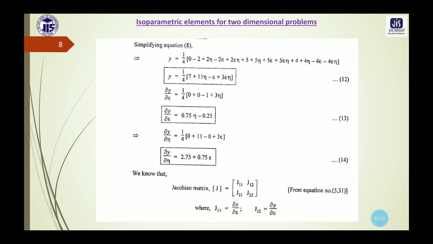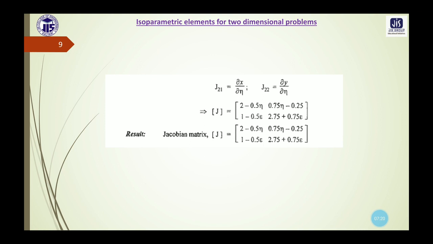Now here we know that J11 is del x del epsilon, J12 is del y del epsilon, J21 is del x del eta, and J22 is del y del eta. If we put the values of all these elements, then we get the final Jacobian matrix like this, which is given here as the result.